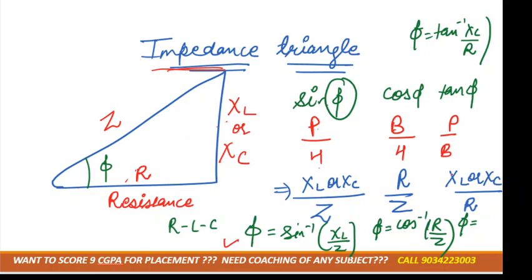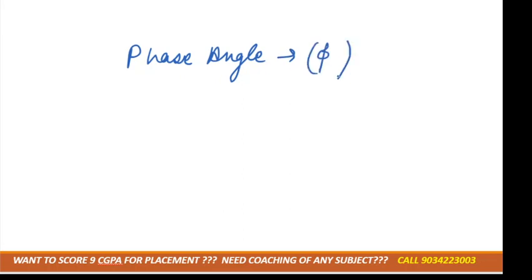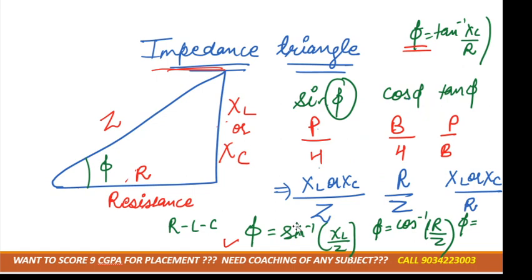Okay. If they ask you the phase angle, like in some questions they ask you to calculate the phase angle. Okay, what is phase angle? Phase angle is denoted by phi. If R and Z are given, you can use cos phi. Cos phi is how much? R by Z. So phi you can use as cos inverse of R by Z. Clear? So you can use any one of the what?